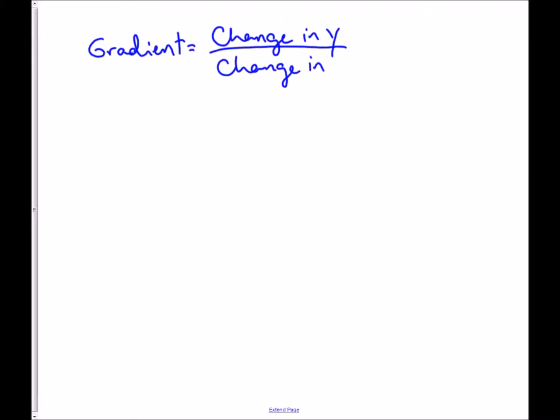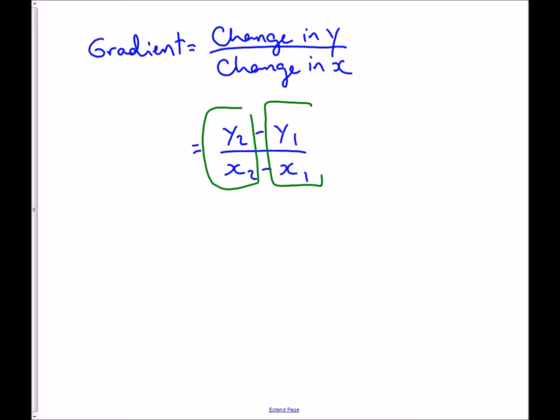So just to recap, we know that the gradient is equal to the change in y over the change in x. And if we've got two coordinates, I can do the y coordinate take away the other y coordinate over the x coordinate, take away the x coordinate. I've just got to remember that these are the same coordinates. So these come from the same coordinates and these come from the same coordinates.